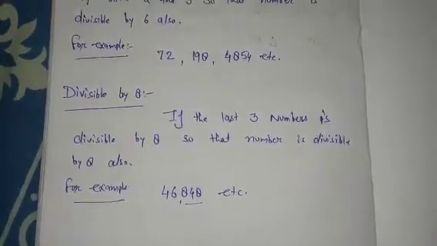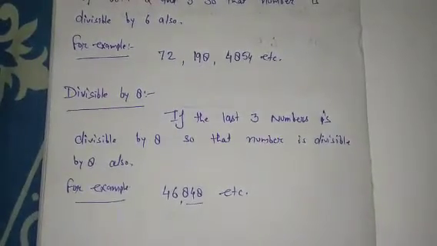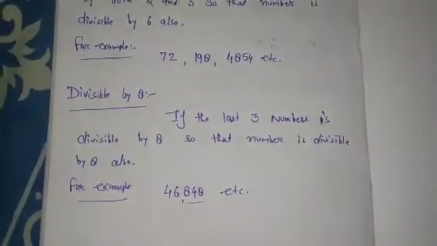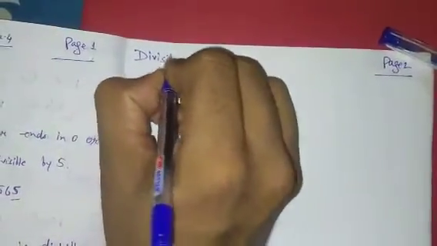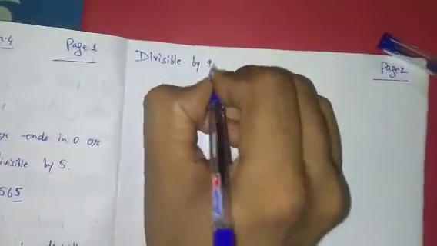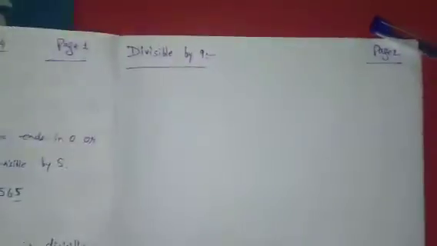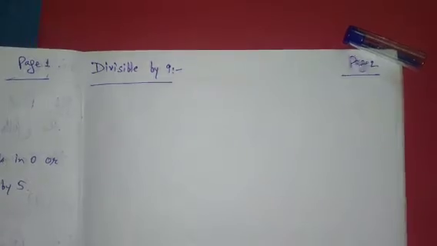Clear students? Any doubt? If you have any doubt, then you can ask the query without any hesitation. Okay, so now next page, page number 2. Page 2, divisible by 9. It means which type of number will be easily divisible by 9?